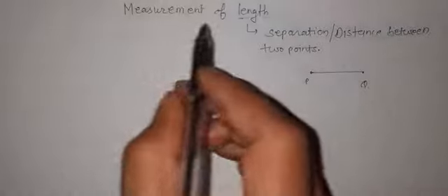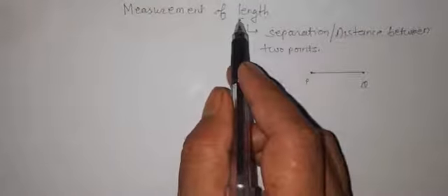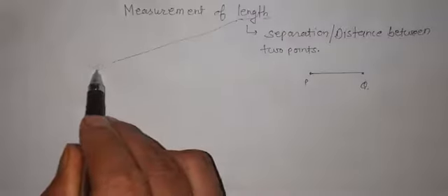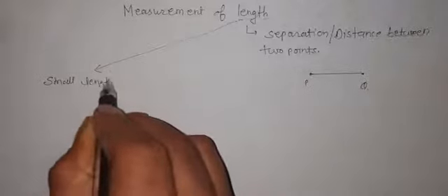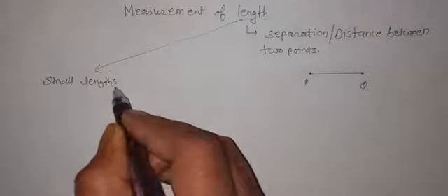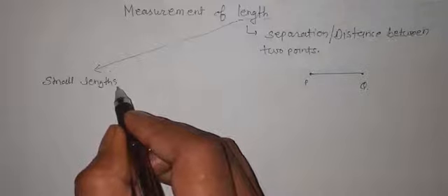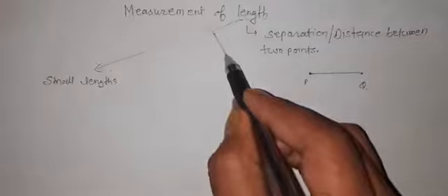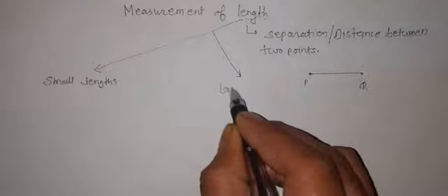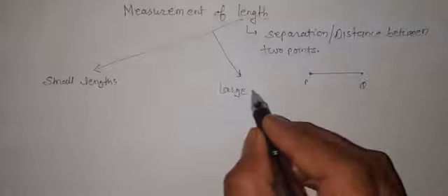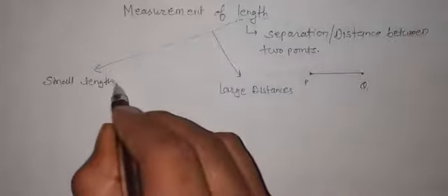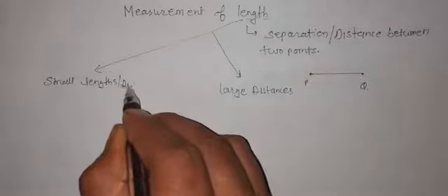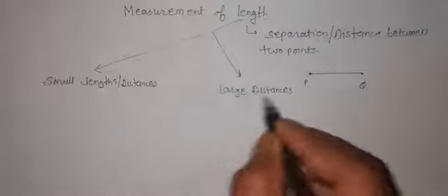Students, these lengths can be small lengths, such as the size of the nucleus or the size of the atom. So these are very small lengths. Similarly, we have large lengths, which we can simply call large distances. So there are small lengths or small distances, and large distances.